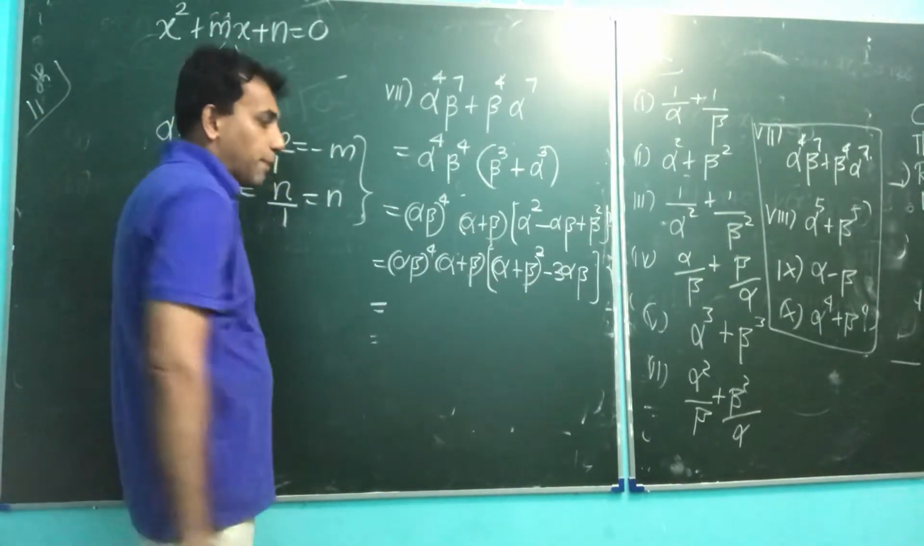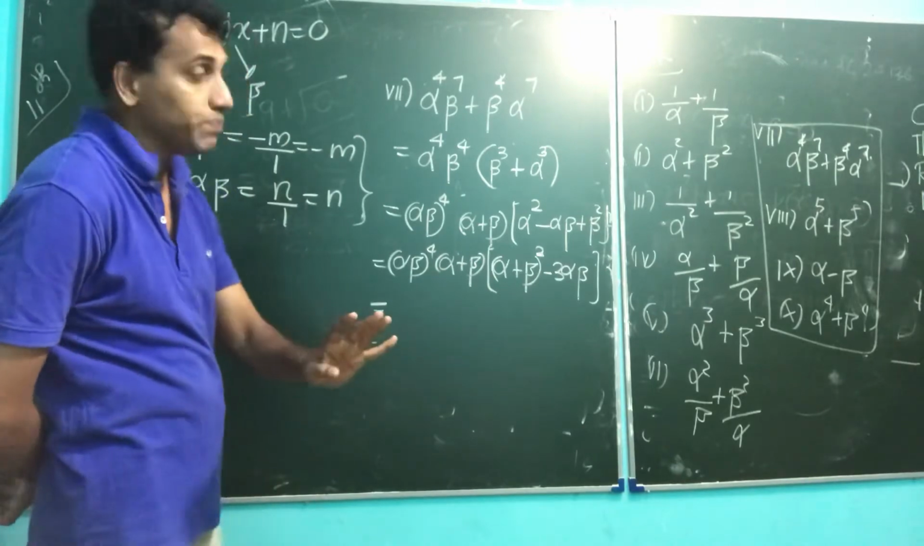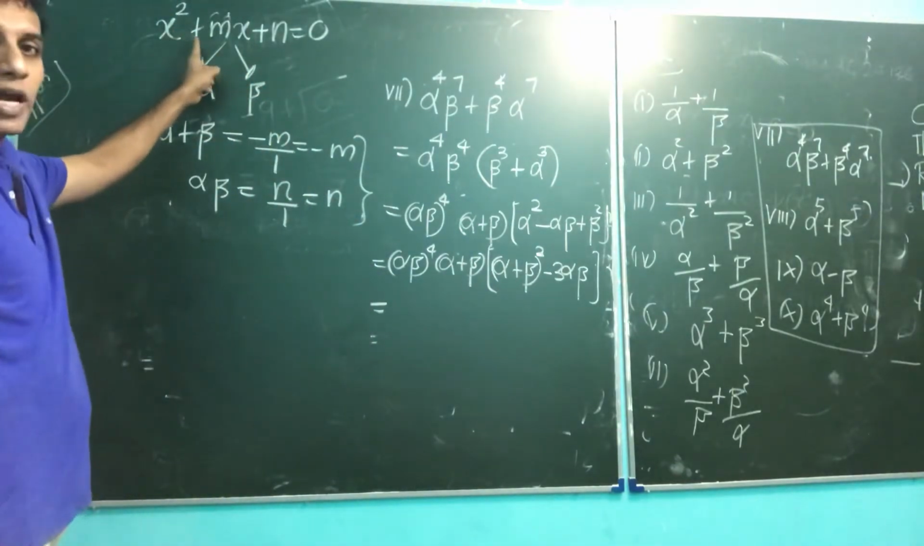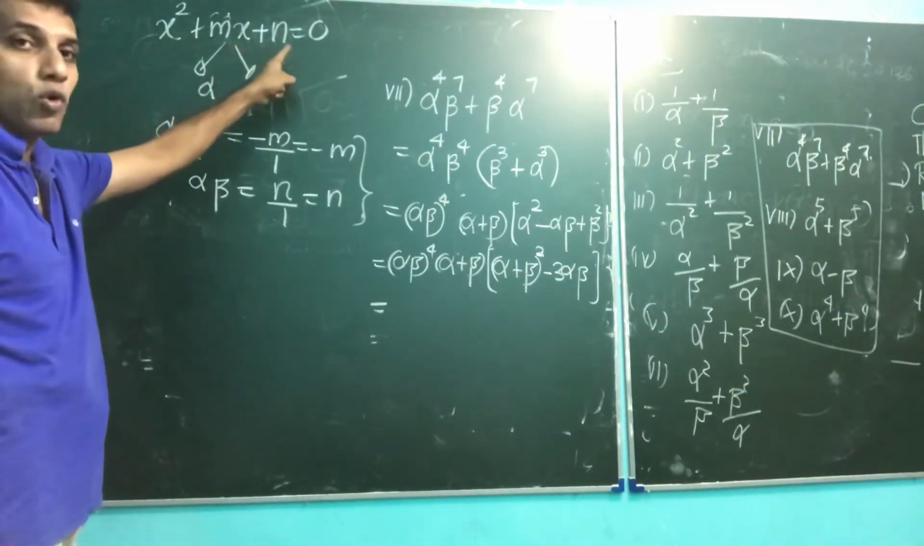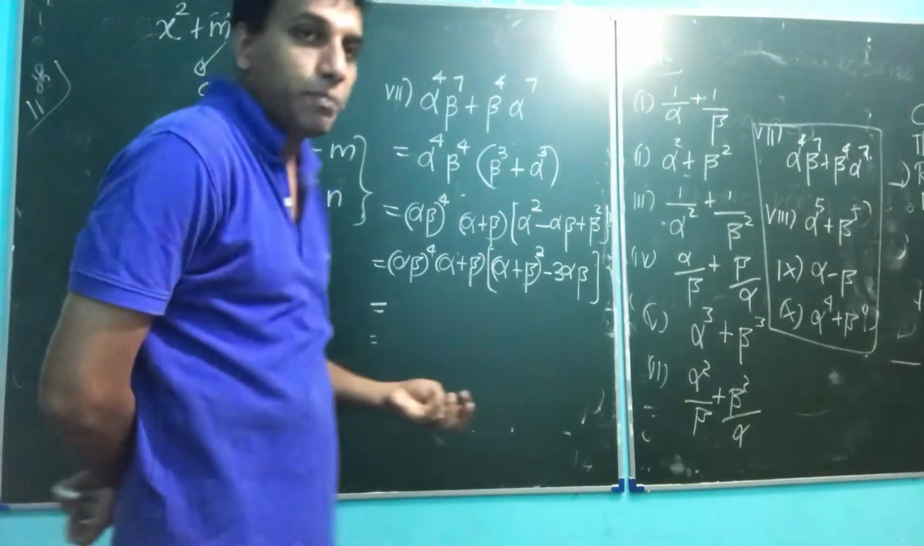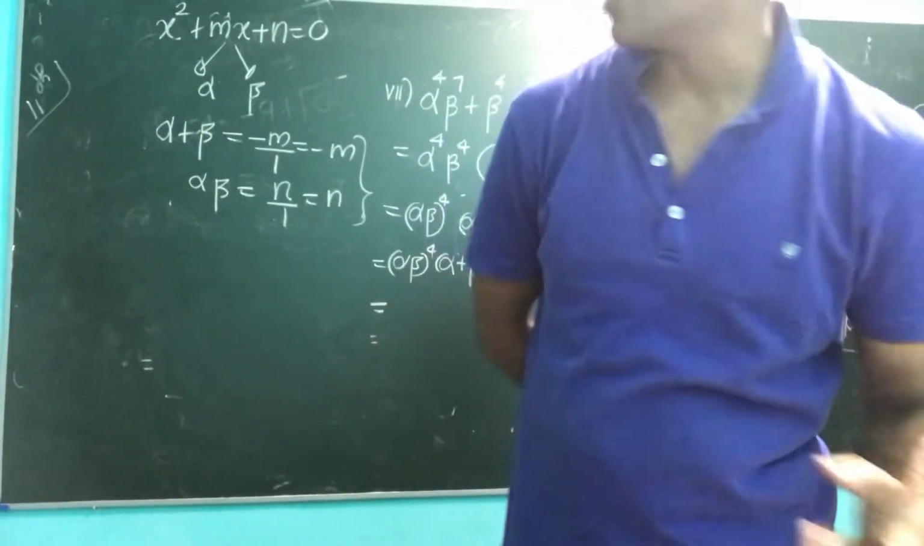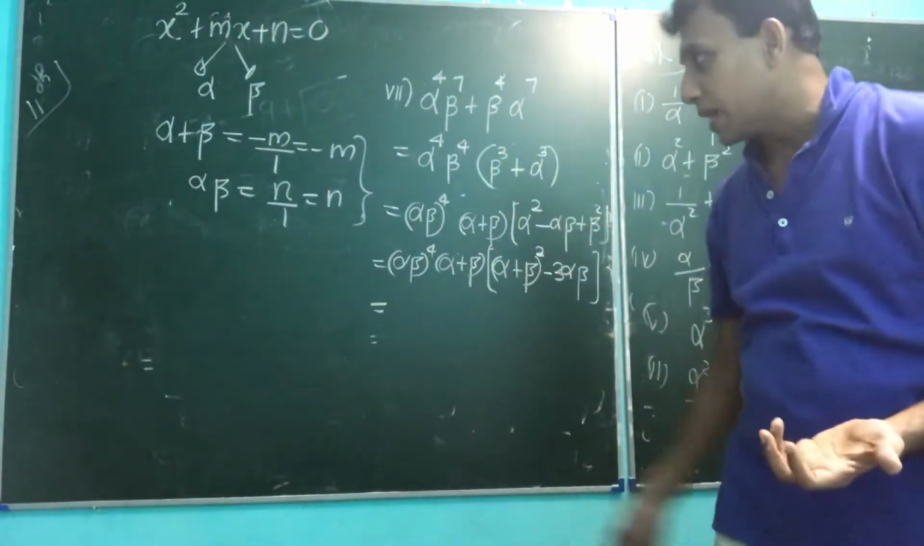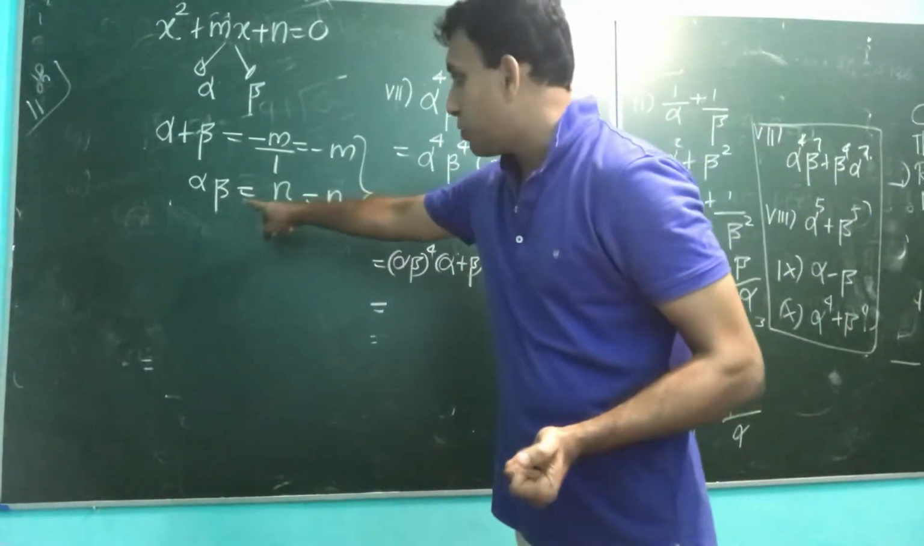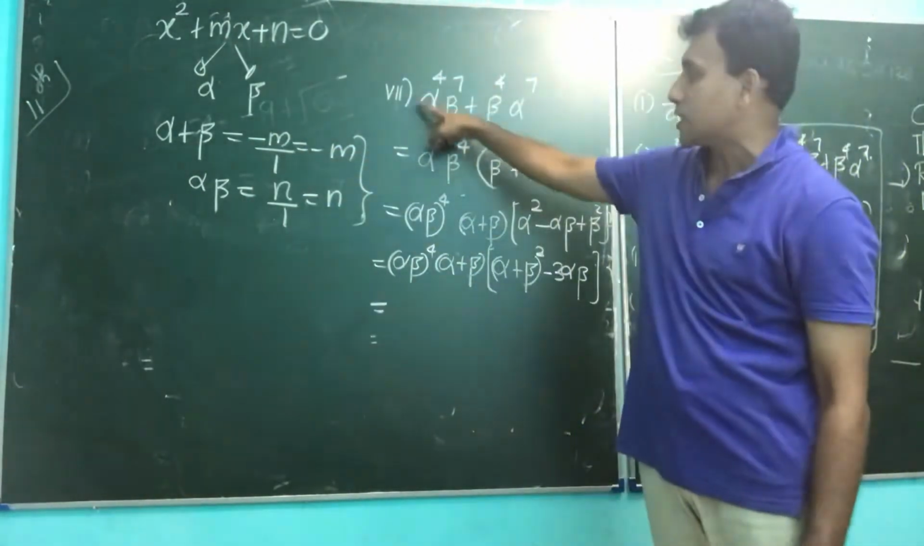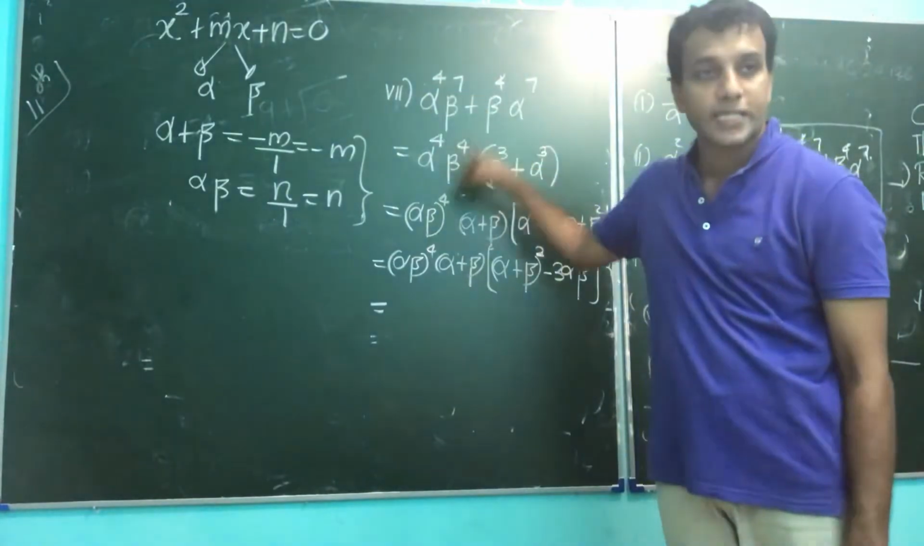Therefore now you can apply the values. What is the question? If the roots of x square plus mx plus n equals 0 are alpha and beta, then find alpha plus beta and alpha into beta. Hence go to the value of this. The problem is to find the value of this.